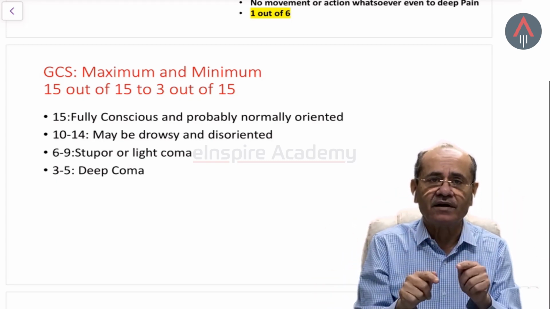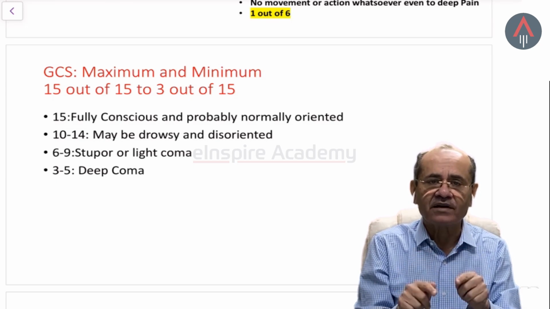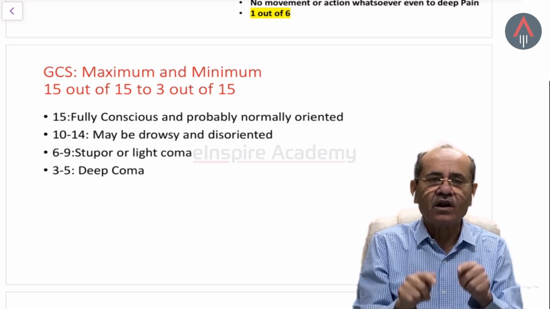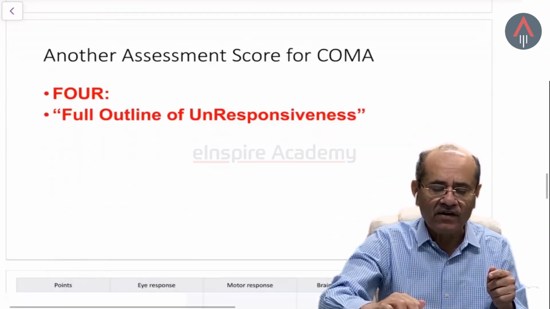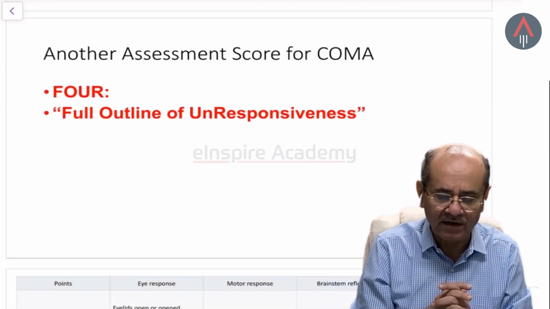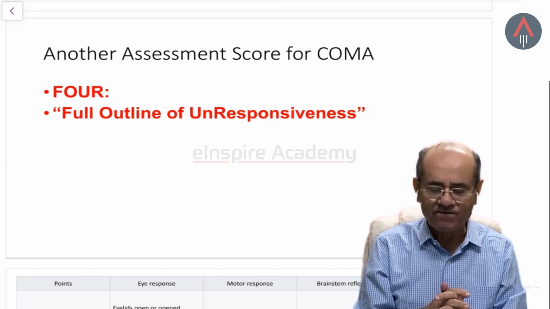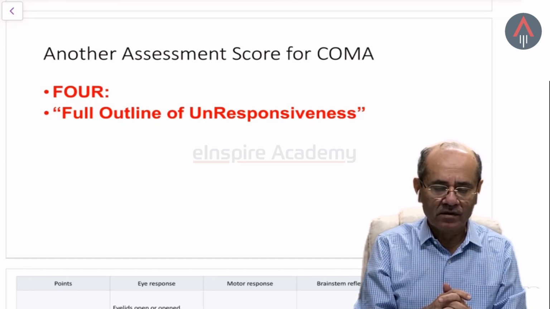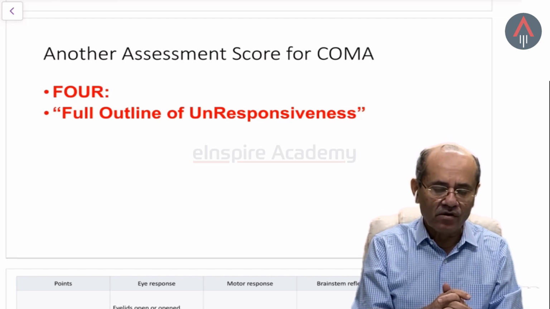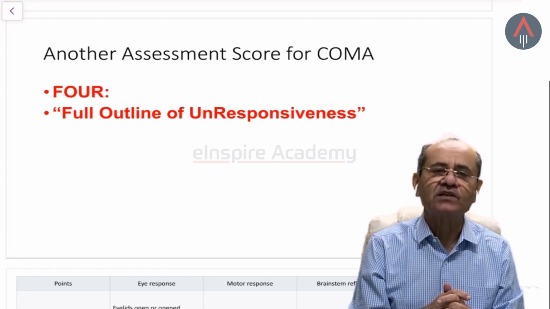Hence it is important that all doctors and all medical students learn the Glasgow coma scale by heart. And finally, there is another assessment score for coma. This is known as FOUR. The FOUR is an acronym, Full Outline of UnResponsiveness.